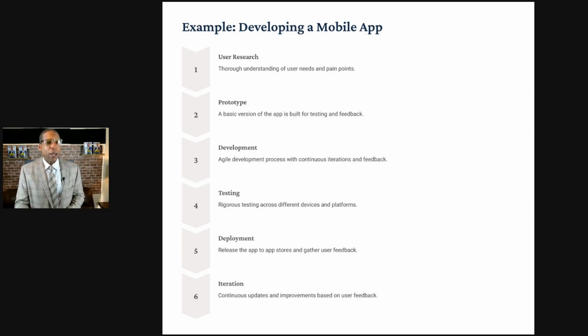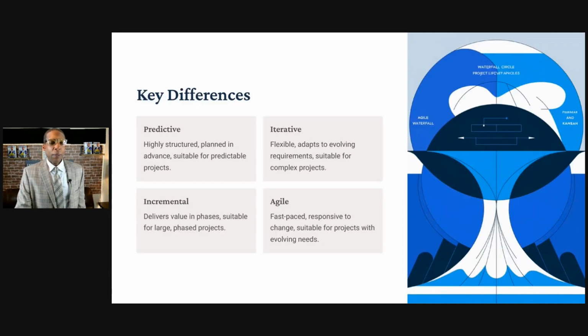Then we go through the development phase. So agile development process with continuous iterations and feedback. Then we go through testing, which is rigorous testing across different devices and platforms. Then we go into our deployment phase, which basically means we're going to release the app to app stores and gather user feedback. And then we'll do some iteration. This means continuous updates and improvement based off of user feedback.